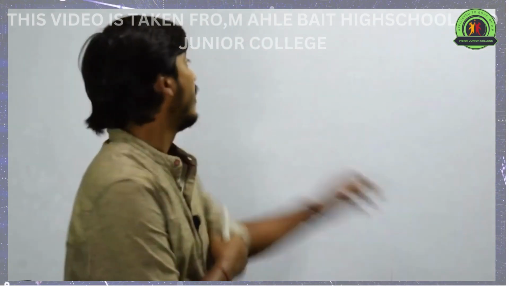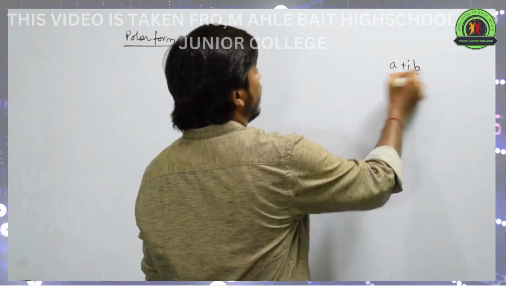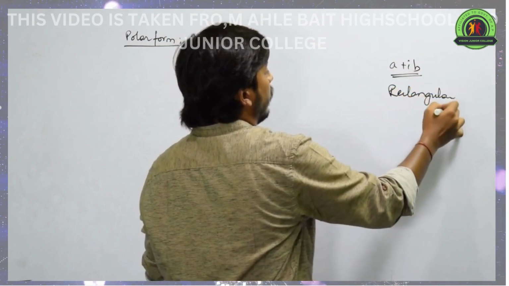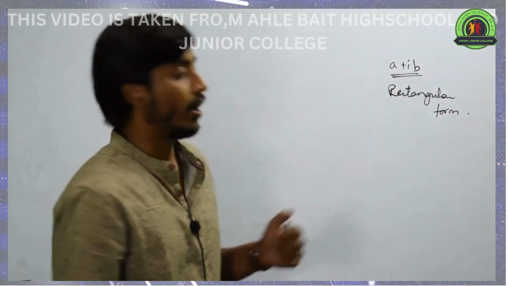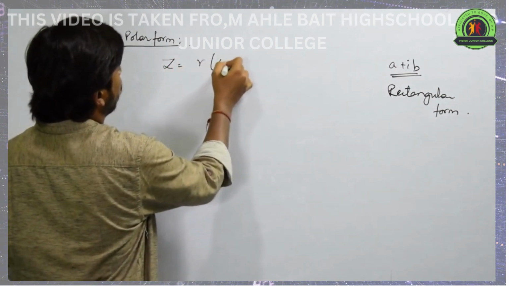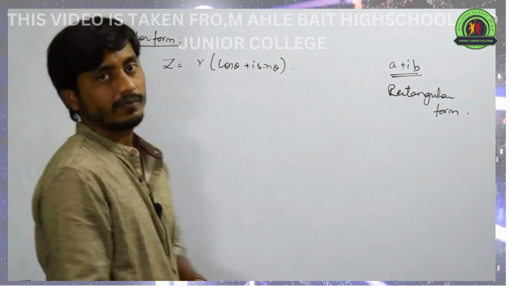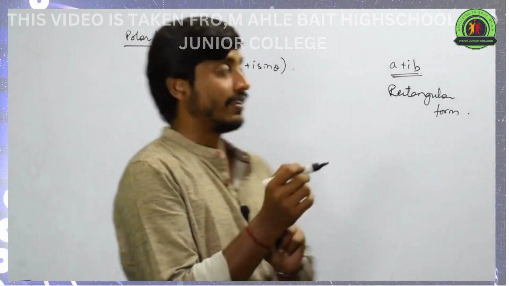Let us do. The next topic we are going to discuss is the polar form. What is this polar form? Whatever form we have seen till now, a plus ib, is popularly called the rectangular form. So we have to convert this rectangular form into polar form. How does it look? That is, z is equal to r into cos theta plus i sin theta. What is this r? What is this cos theta? What is this sin theta?